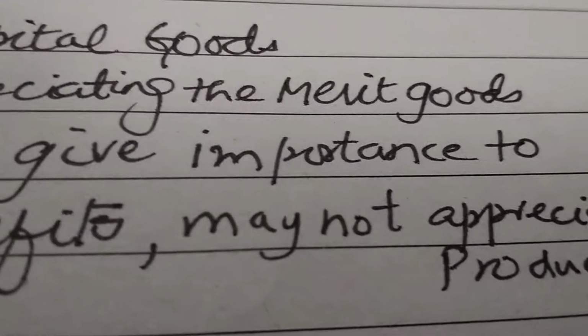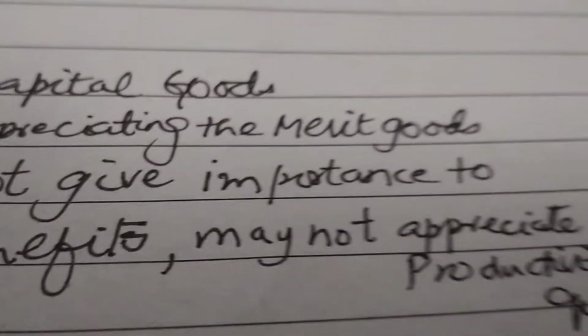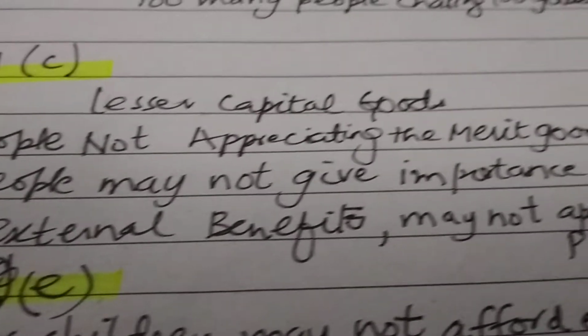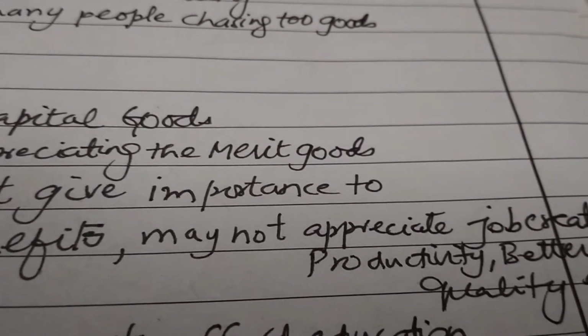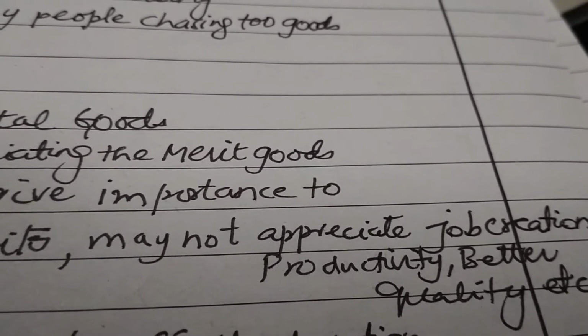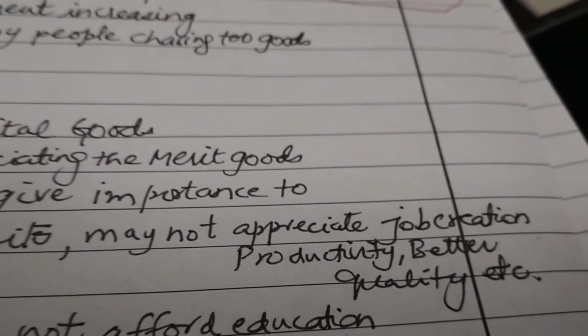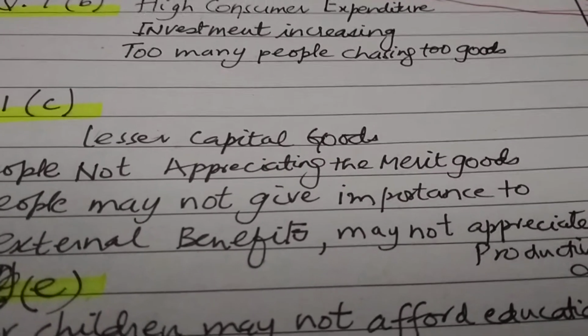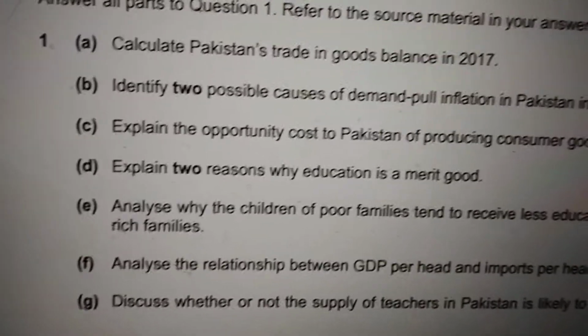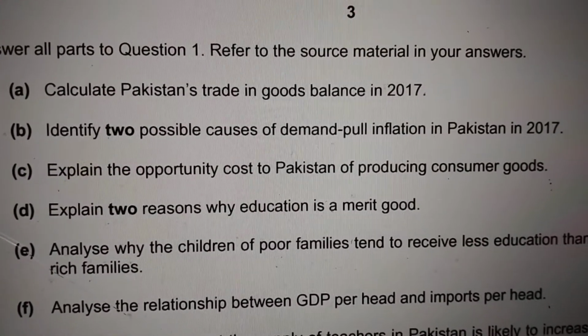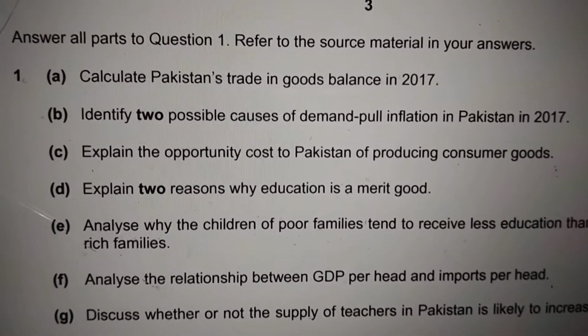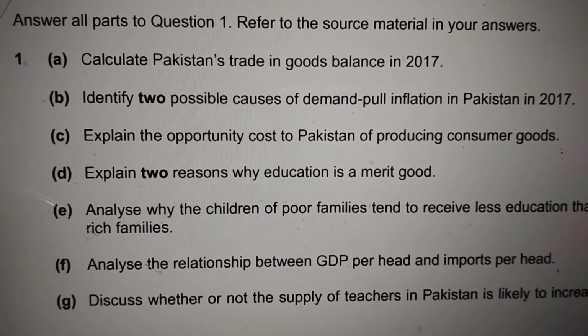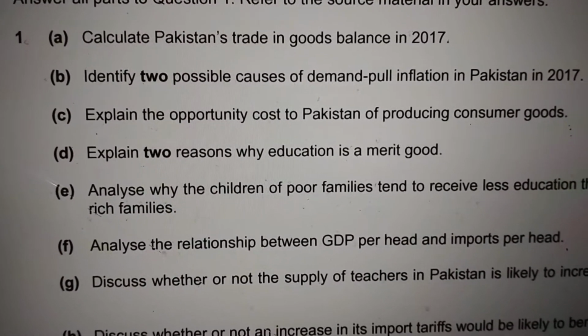So the points which I have written over here, starting from here: people not appreciating the merit goods may not give importance to the external benefits, and also may not appreciate the job creation which is done after getting a good education. Productivity will also increase because skillful labor will increase with the help of a good education system and educational standards. So that's why education is considered a merit good, because people are not aware of the importance and the external benefits which it can create.